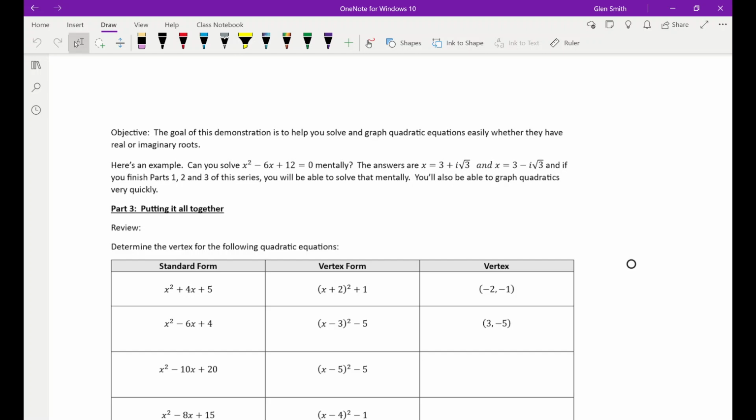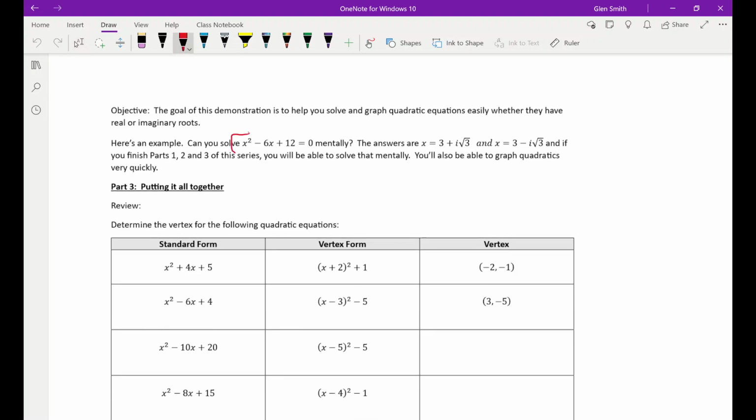And the same examples in the beginning, right? Here's a quadratic equation. You're trying to solve it. We want to be able to tell the answers to that really easy. And here are the answers. And today, we're going to find out why.